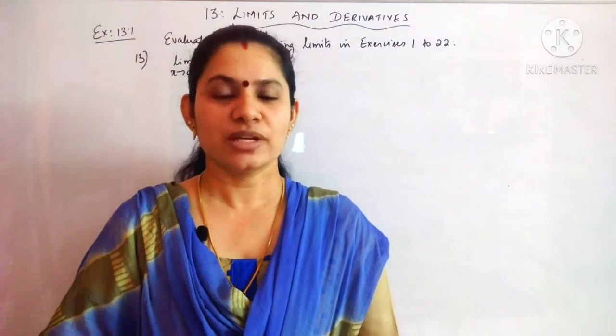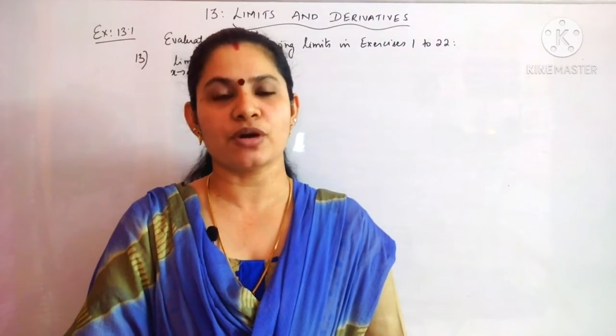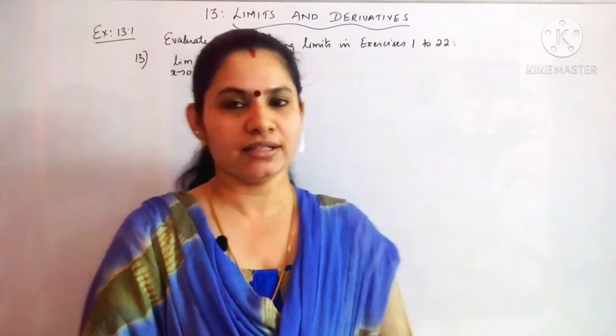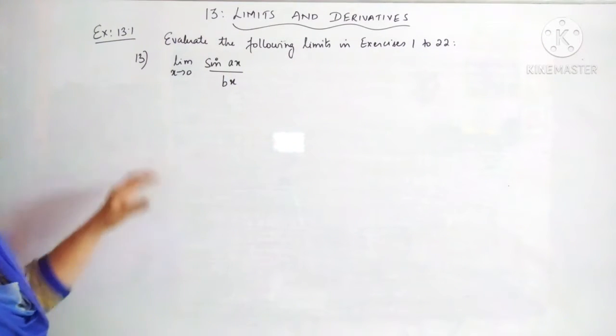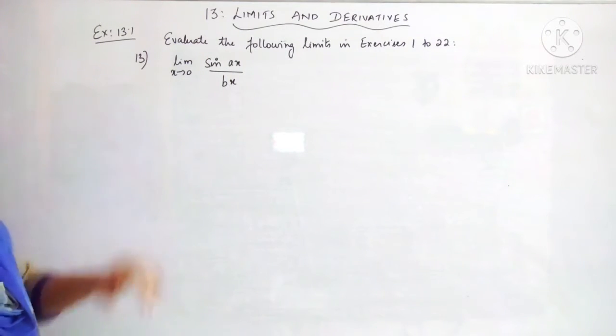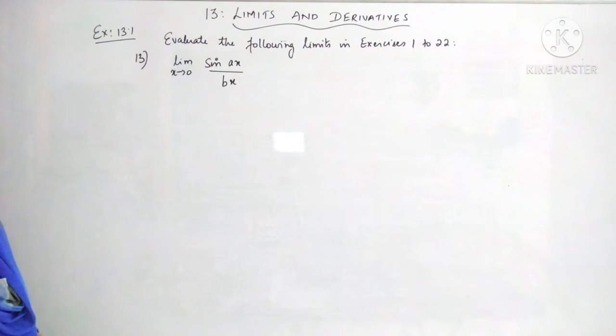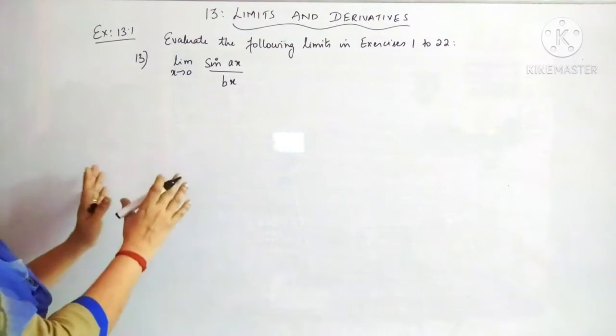Hello everyone, today we will be discussing the remaining problems of exercise 13.1 of chapter number 13, limits and derivatives. So the first question which you are dealing with is 13th one, limit x tends to 0 sin ax by bx. So here you have to evaluate the limit.